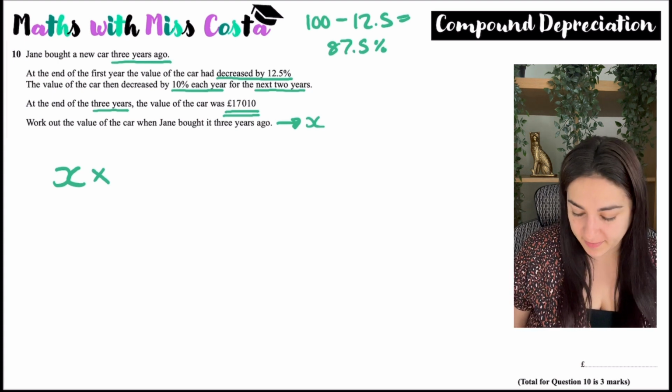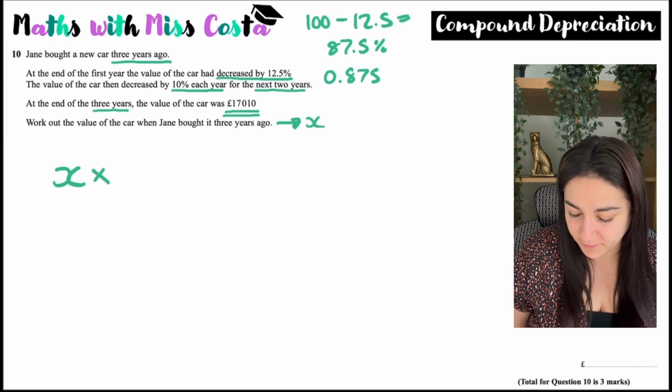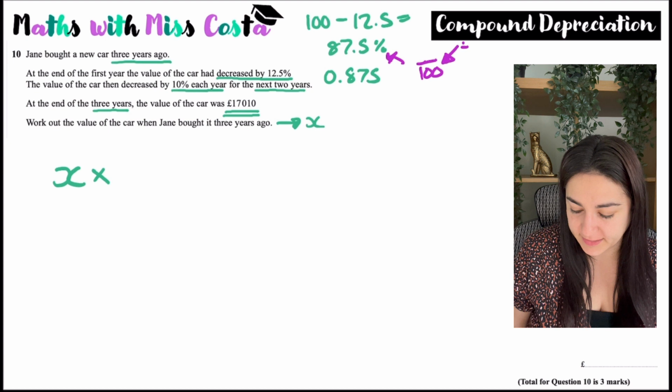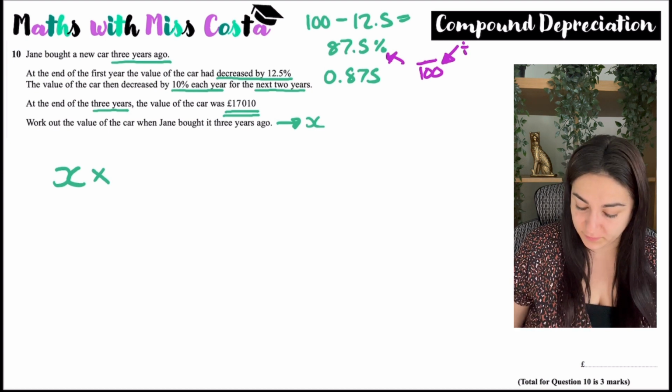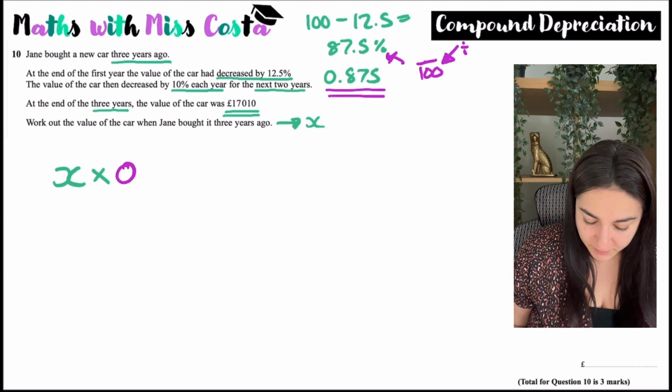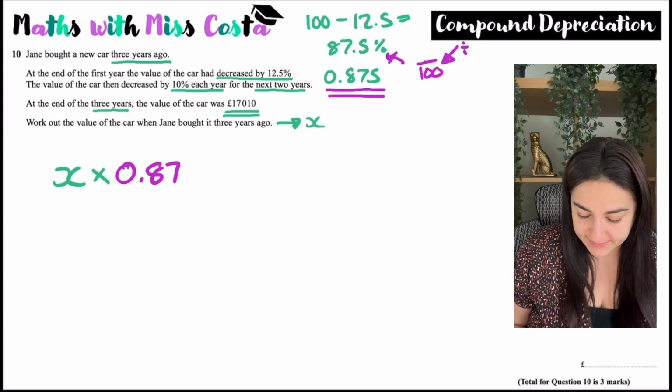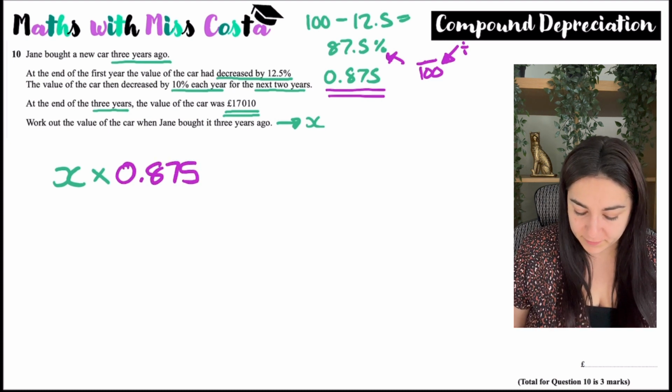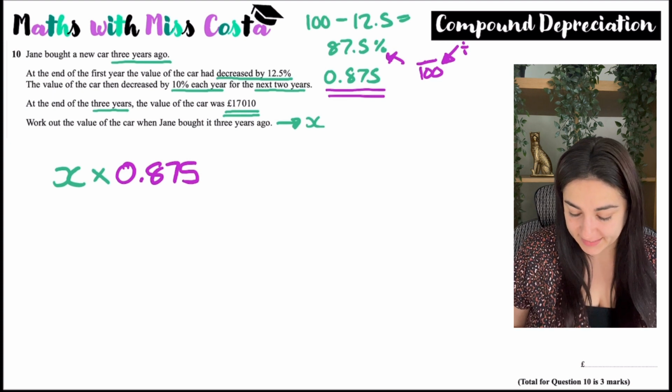As a multiplier, that would be 0.875, because what does percentage mean? Percentage means out of 100, which is the same as dividing by 100. So 87.5 divided by 100 gives you 0.875. So my first multiplier would be 0.875.